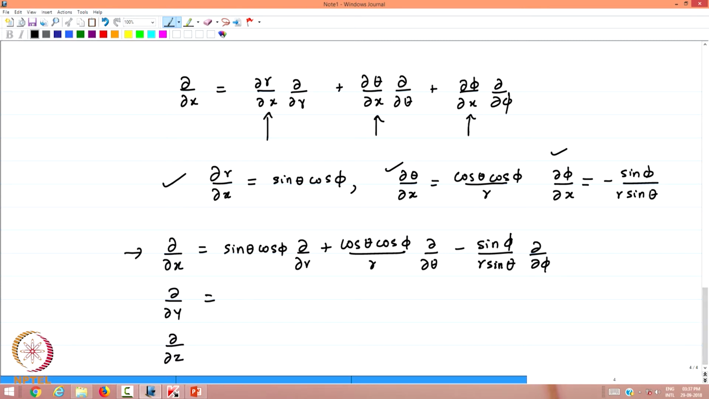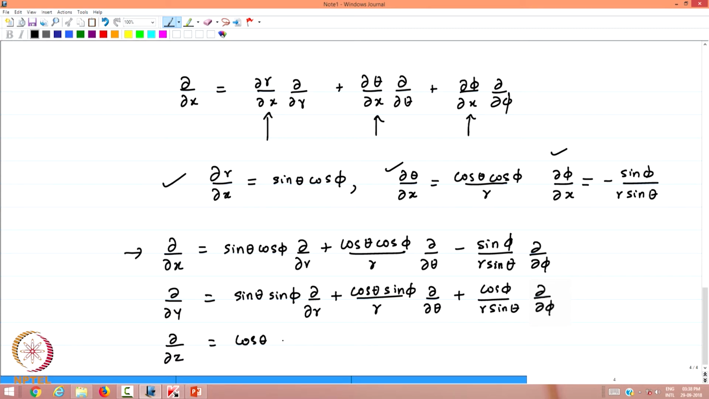∂/∂y is given by sin θ sin φ ∂/∂r plus cos θ sin φ by r ∂/∂θ plus cos φ by r sin θ ∂/∂φ, and the last one, ∂/∂z, is cos θ ∂/∂r minus sin θ by r ∂/∂θ.